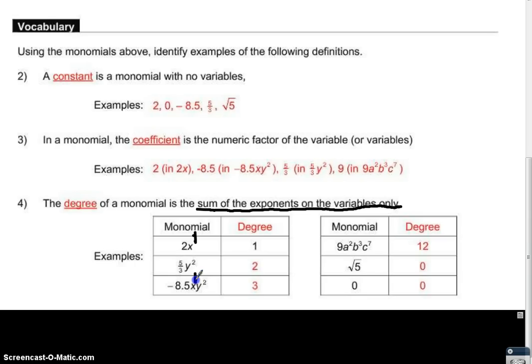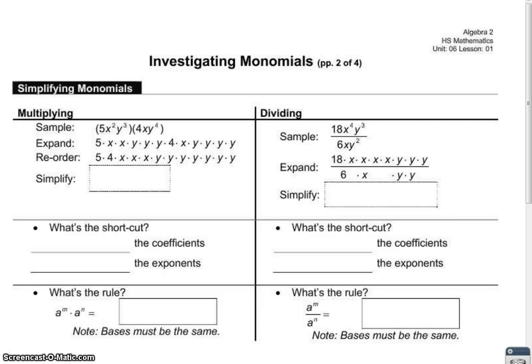Okay, so let's flip the page. Okay, looking at the next page, we're going to talk about some rules for simplifying monomials. So let's look at this first one. It talks about multiplying. So here's my sample equation. I've got 5x squared y to the 3rd times 4x y to the 4th. So if you look at how they expanded it, they took the number 5. Since I had x squared, I know I had 2 x's, so I wrote the 2 x's. I had 3 y's, so I wrote 3 y's. And I did the same thing for 4x y to the 4th. We reordered it to put the numbers in front, then my variables in alphabetical order.